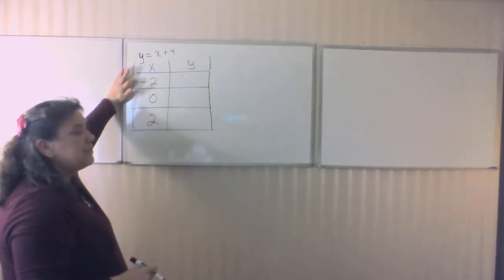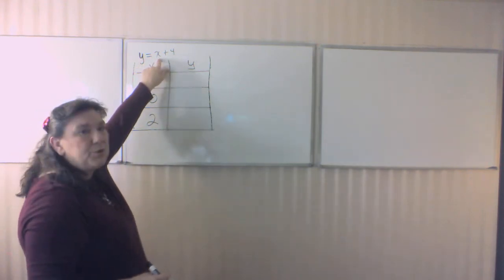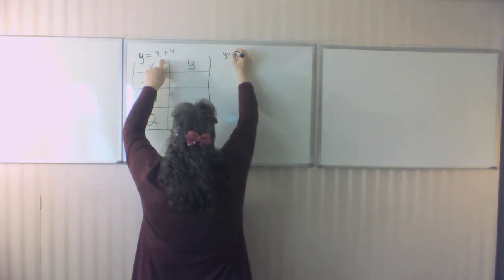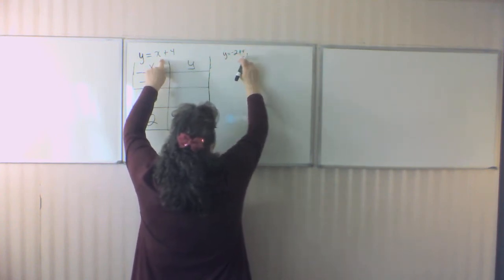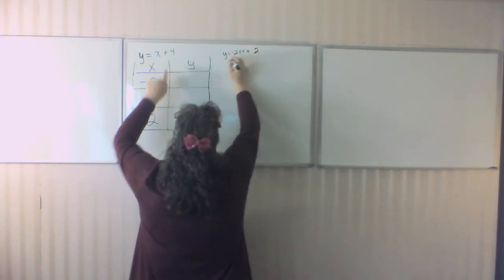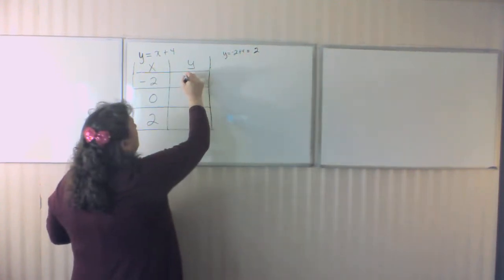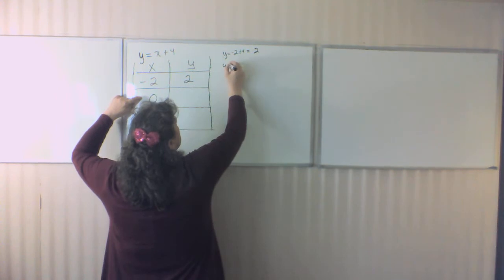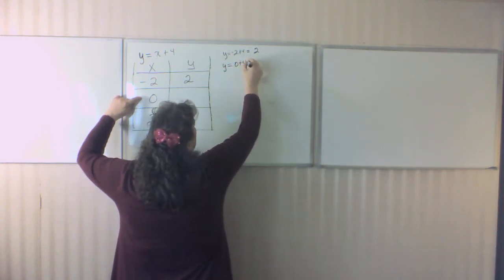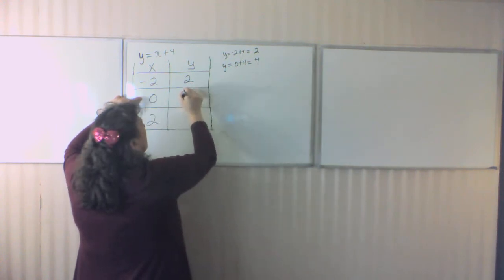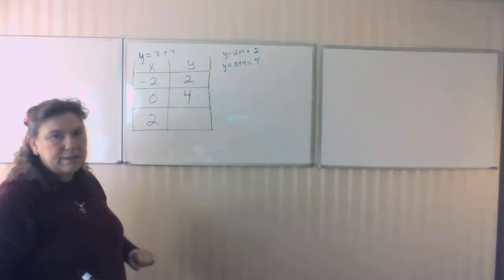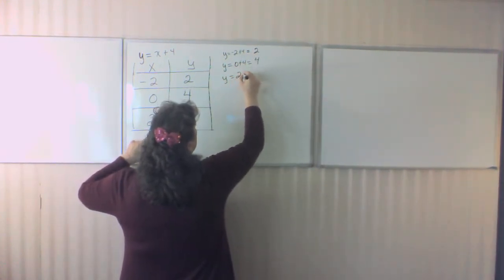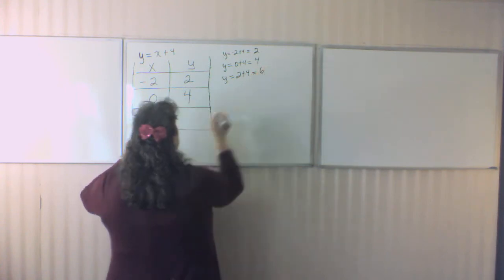So what do you do? You take that -2, you substitute it in for the x, because that's what that is. So y is equal to -2 plus 4. Well, -2 plus 4 is equal to 2. Therefore, my y is equal to 2. Then I put 0 in. y is equal to 0 plus 4, and 0 plus 4 is 4. Therefore, my y value is 4. And then I'm going to put y is equal to 2 plus 4, and that's going to give me 6.